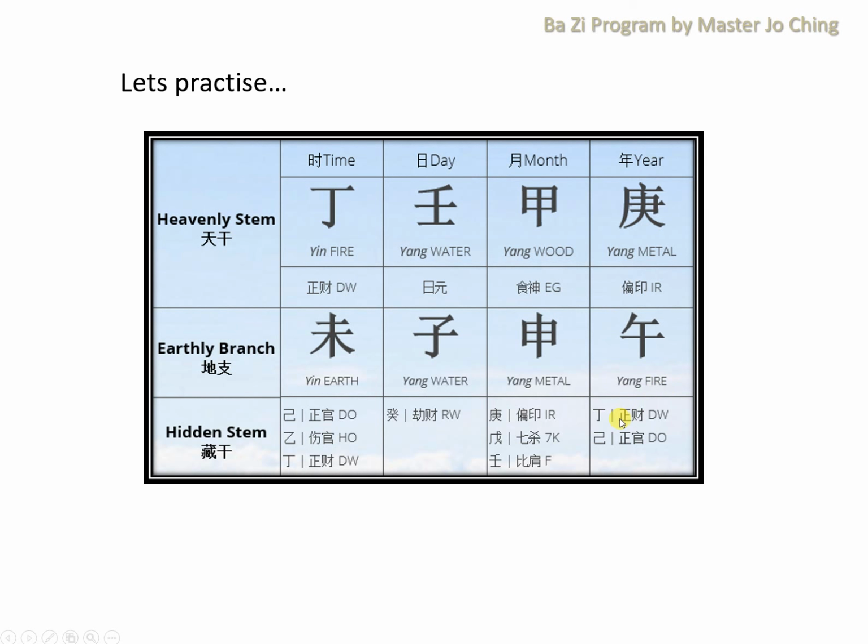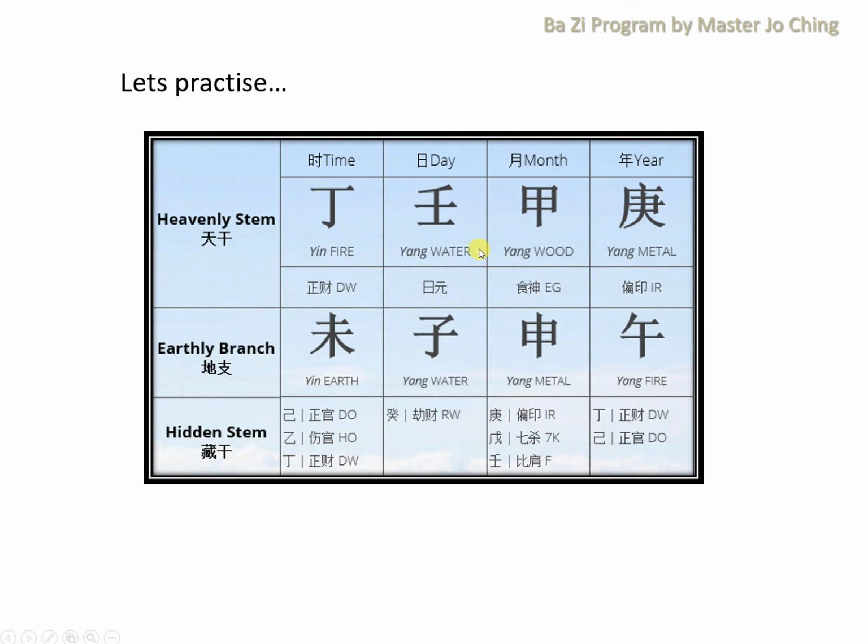Under the Horse, we have two hidden stems. One is called Ding, Yin fire. One is called Ji, Yin earth. So you compare this one first. Ding is Yin fire, which is the same as this. Therefore, it is Direct Wealth, DW. And this is Yin earth, Ji is Yin earth.